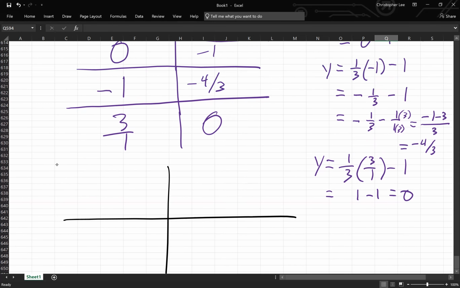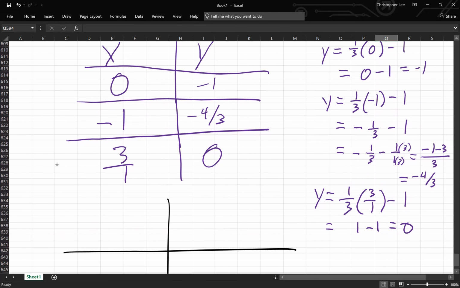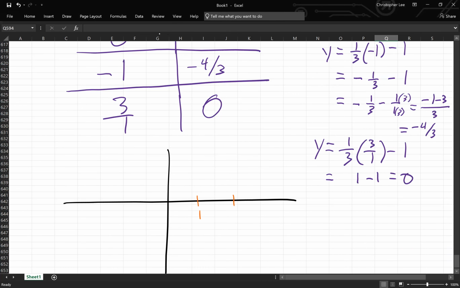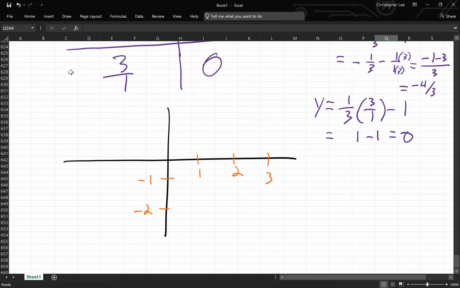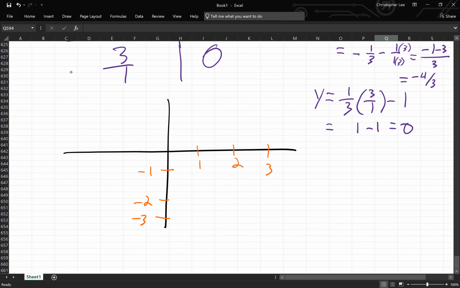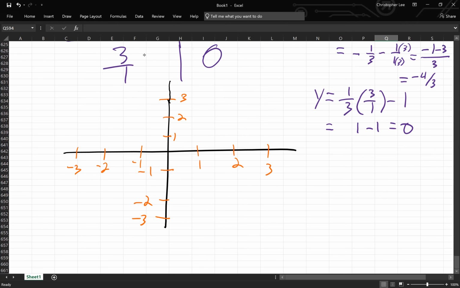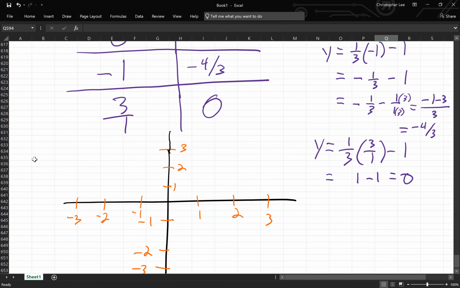So this one goes out to, I'm gonna go to 3 on this. Nothing crazy. So I'm gonna do 1, 2, 3, -1, -2. Hold on 1 second. -3, -1, -2, -3, 1, 2, 3. Let me just extend that out a little bit. All right. Just scroll up real quick.